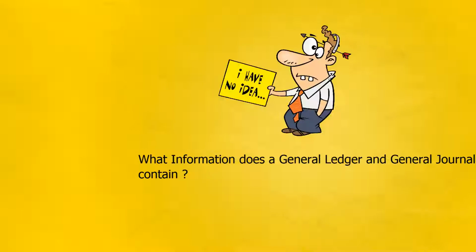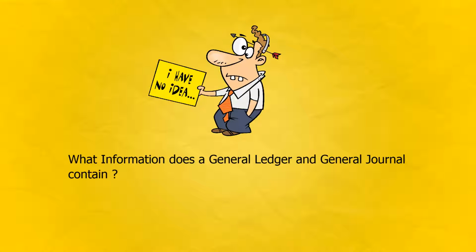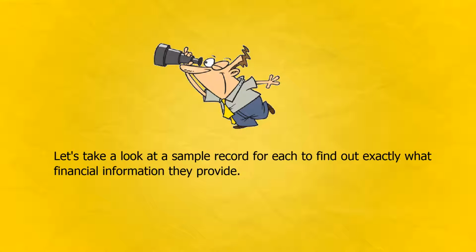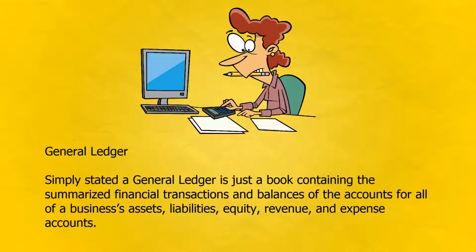What information does a general ledger and general journal contain? Let's take a look at a sample record for each to find out exactly what financial information they provide. General Ledger. Simply stated, a general ledger is just a book containing the summarized financial transactions and balances of the accounts for all of a business's assets, liabilities, equity, revenue, and expense accounts.